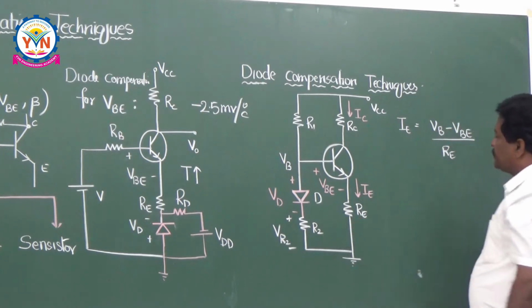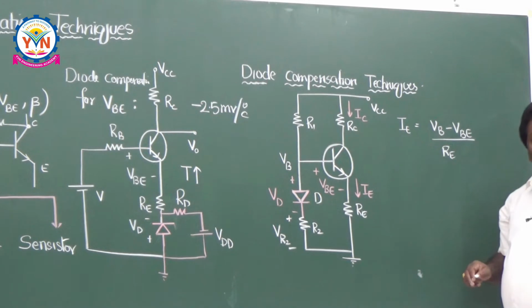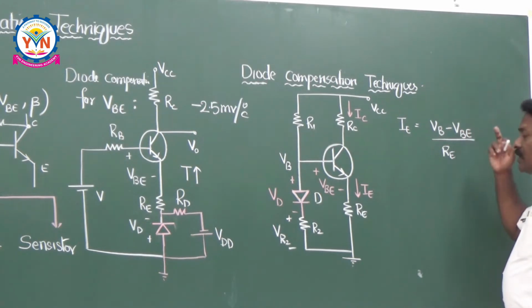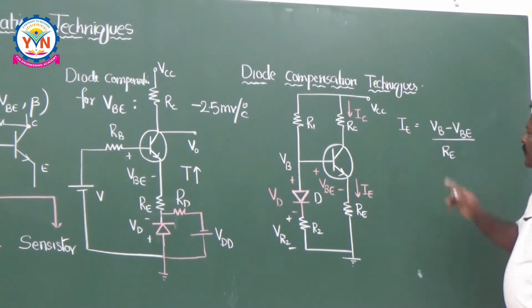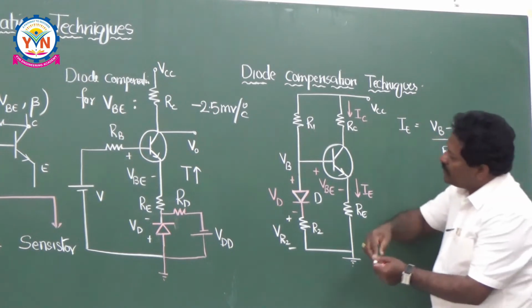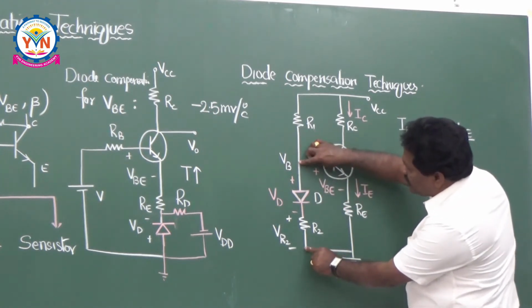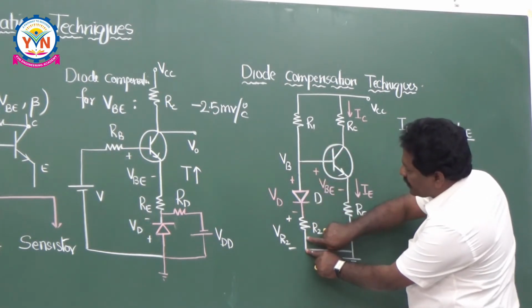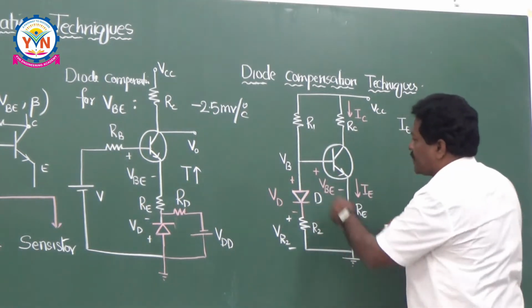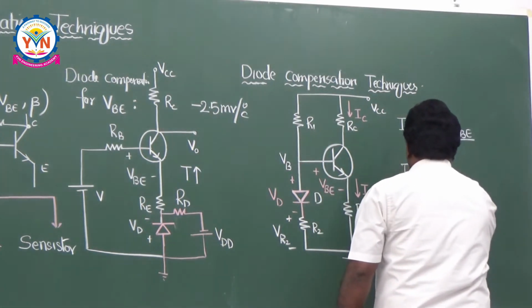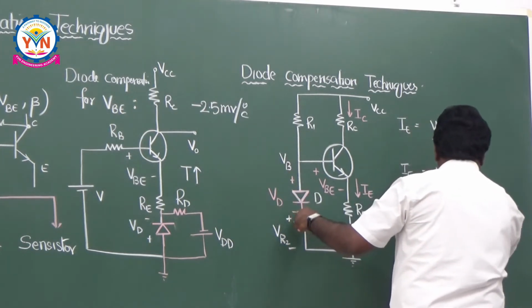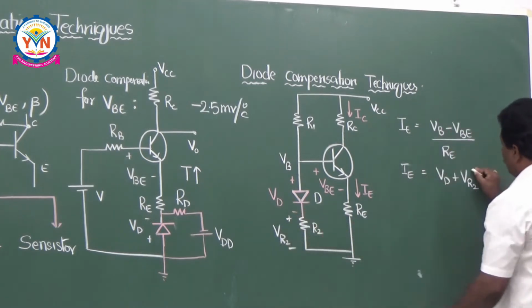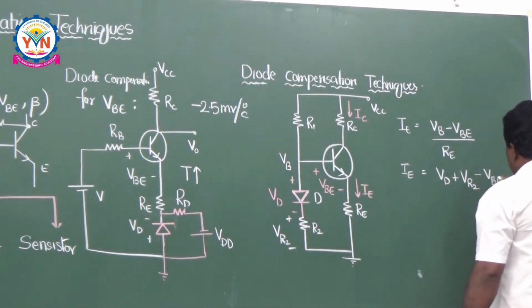This is RE. This VBE will be the diode voltage drop, 0.3 volts for germanium and 0.6 or 0.7 for silicon. So it is very less. So what is VB here? The voltage at the base with respect to ground is VB, equal to the diode drop plus the resistance drop here. So IE is equal to, in the place of VB I can write VD plus VR2, that means the voltage across the resistance R2, minus VBE, divided by RE.